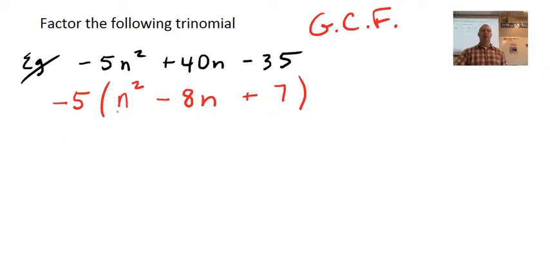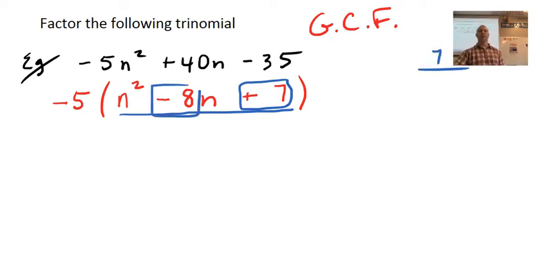The next thing you want to do is look inside the brackets to see if there's any way we can factor this again. It's a trinomial, so we're going to look for numbers that multiply to positive 7 and add to negative 8. What are the factors of positive 7? 1 and 7. Are there any others? How about negative 1 and negative 7? Those are also factors of positive 7. And which one of these pairs add up to negative 8? These ones right here.